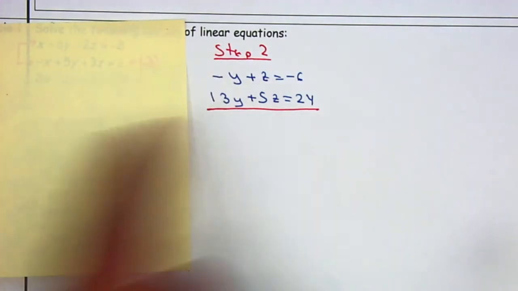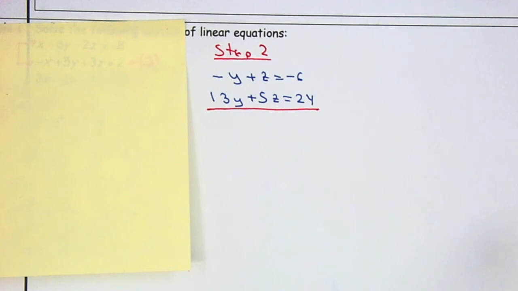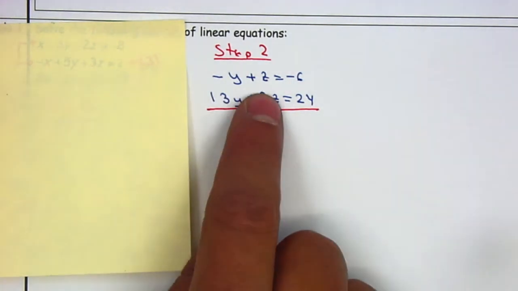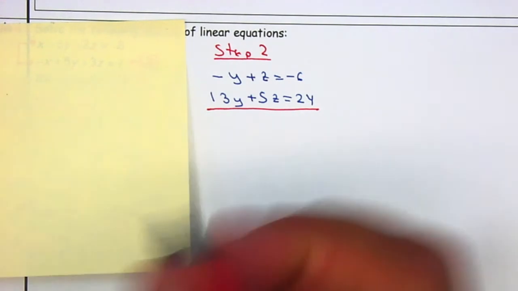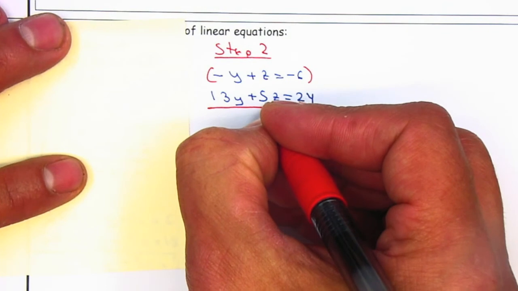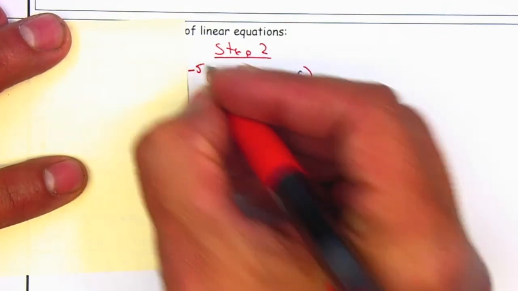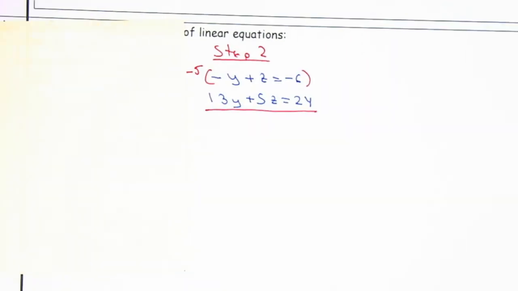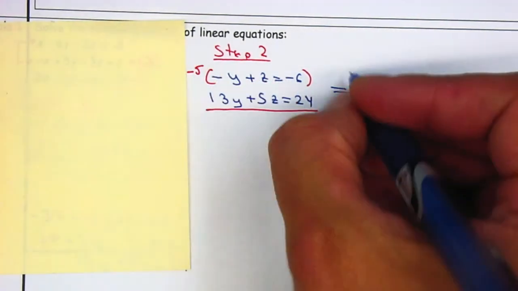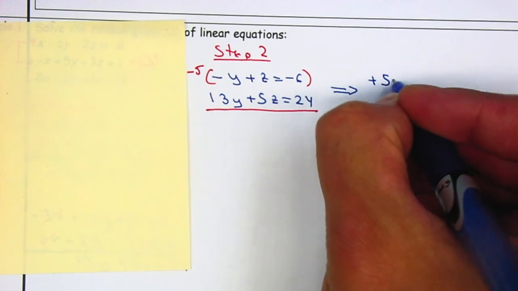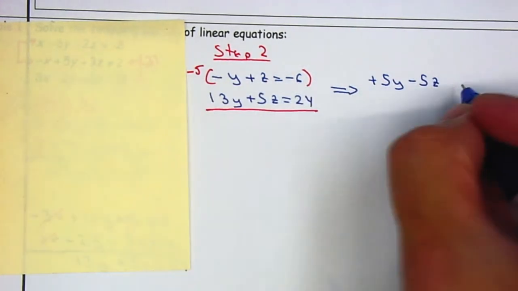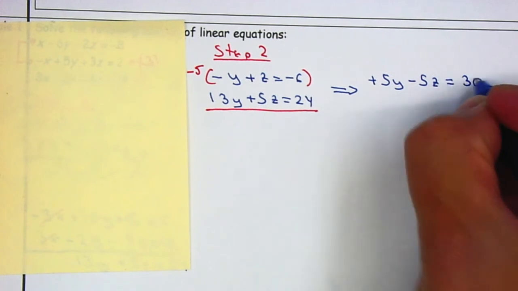So now I want to be able to cancel the y's or the z's. If I look at this carefully, probably the z's, just because that will give me a smaller number. So I'm going to multiply the top. I want to make this a negative 5z, so it cancels. So I'm going to multiply the top by negative 5. I'm going to rewrite it on the right hand side. That gives me positive 5y minus 5z, and negative 5 times negative 6 will give me equal to positive 30.